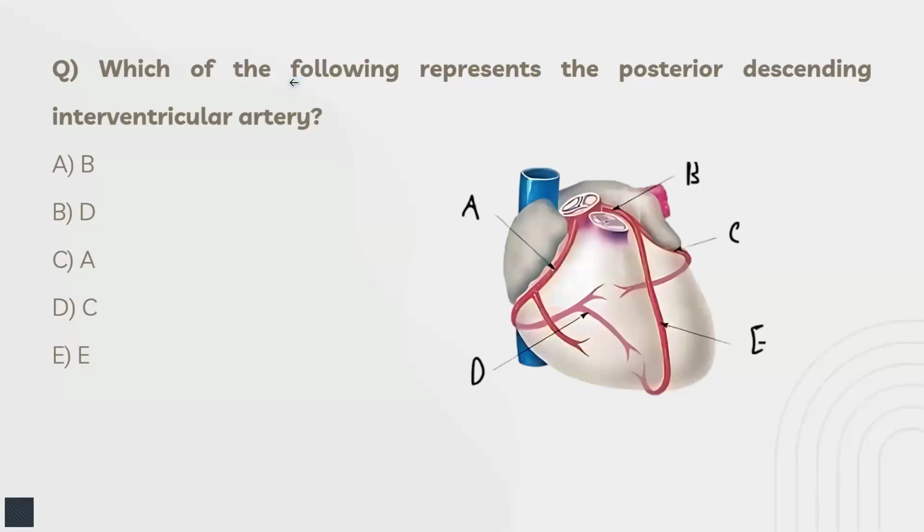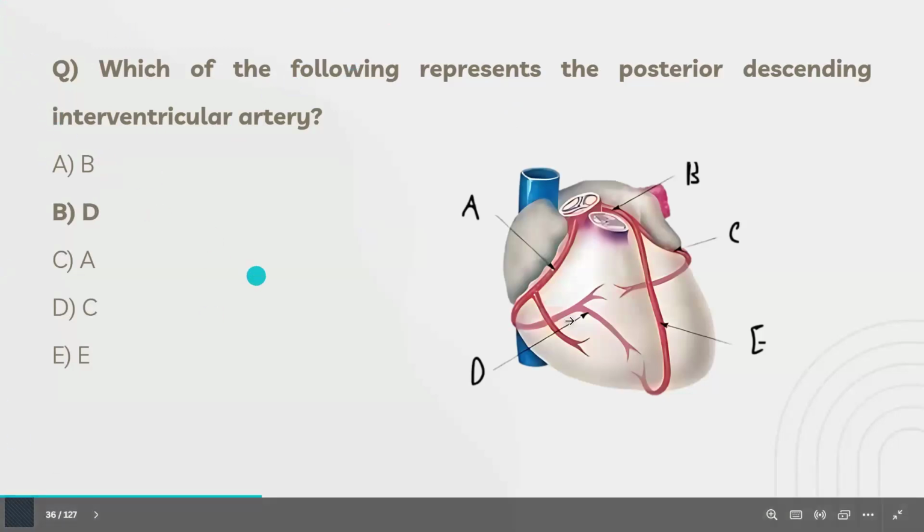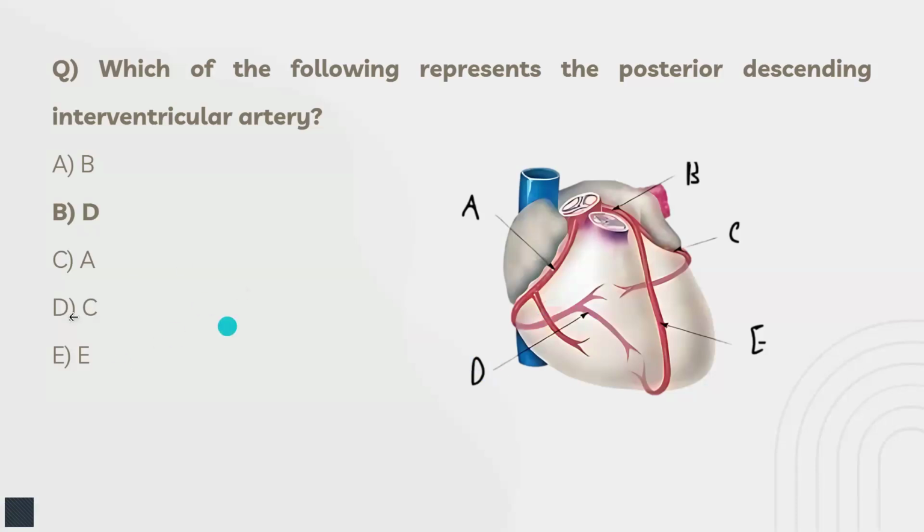Which of the following represents the posterior descending interventricular artery, or PIA? Okay, so the answer is B. By the way, one thing that is common in our exams is that they mix up options like this, and then you see the arrows pointing at D. Some people just put D and they get it wrong. So be careful of that, firstly.